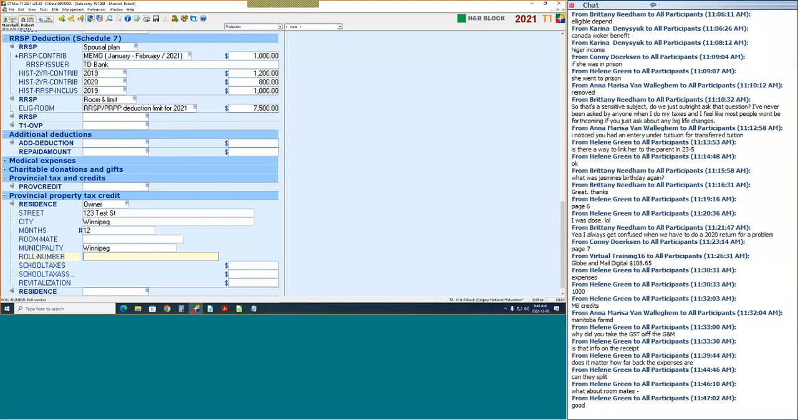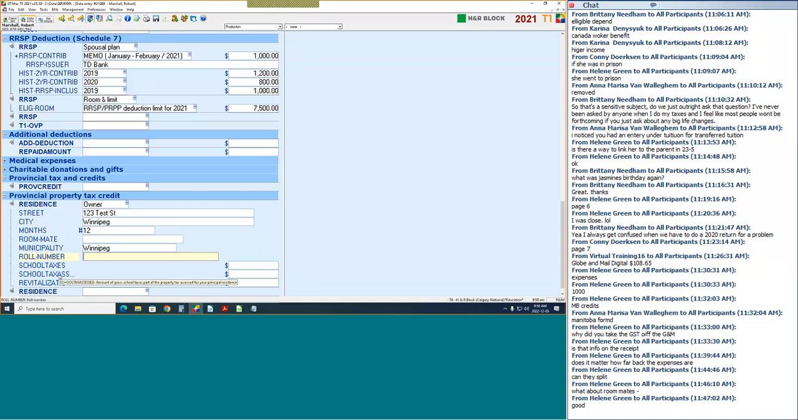It's going to ask for a roll number. That will be at the top. Whatever the roll number is, you're going to put it in. I'm going to leave it blank just because I don't have a made-up one right now. Then it's going to ask for possibly two different numbers. One is net school taxes, and the other is gross school taxes.